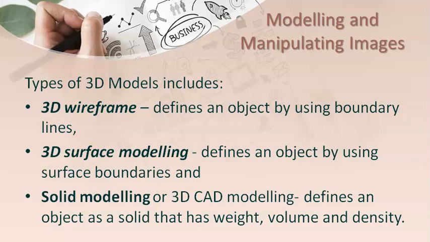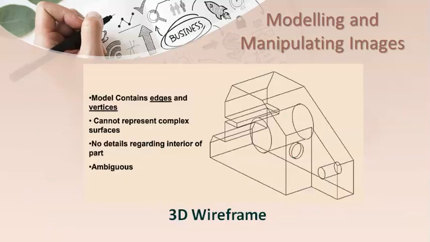Now let's look at these three images and their features. The wireframe is the first one, the 3D wireframe. This model contains edges and vertices as shown on the diagram, but it cannot represent complex surfaces. Neither does it show details regarding the interior of the part. For these reasons, this 3D wireframe is considered to be ambiguous for interpretation.